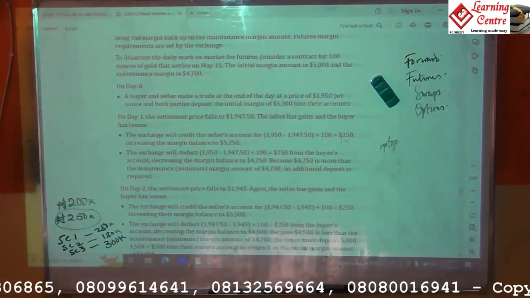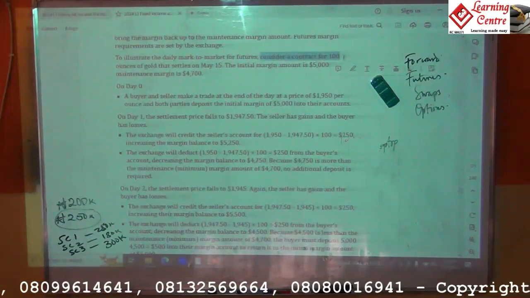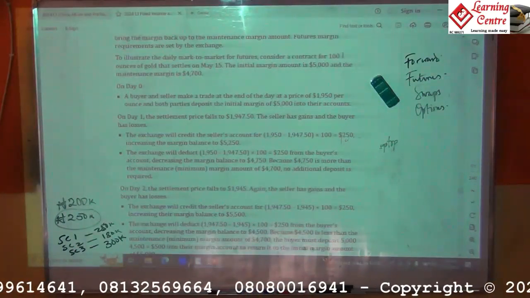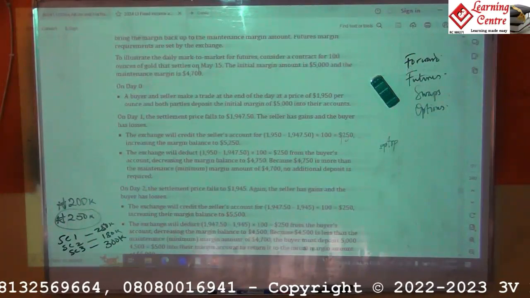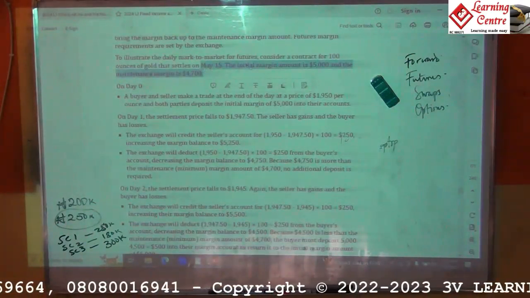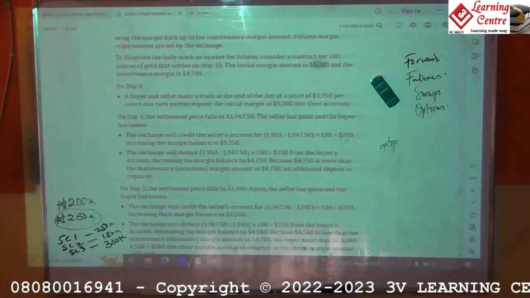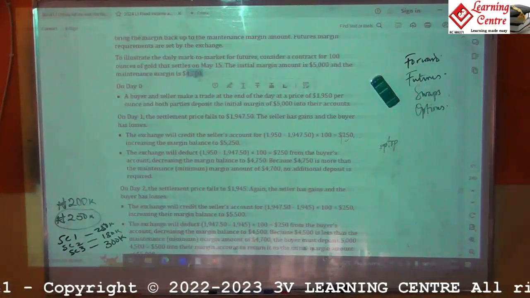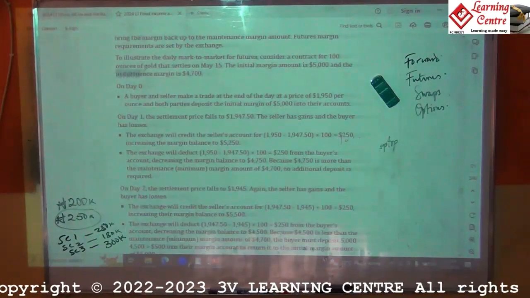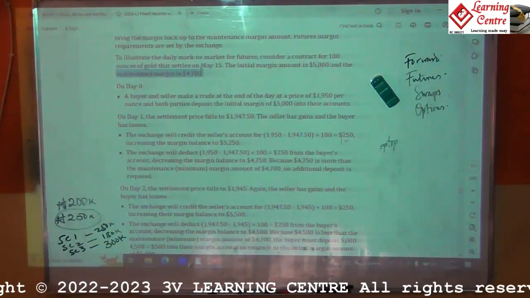So consider a contract for 100 ounces of gold. So the contract size, which is the quantity, is 100, right? To be settled on May 15, which is the future date. The initial margin is 5,000 and the maintenance margin is 4,700. So meaning the minimum you must have in your account is 4,700.